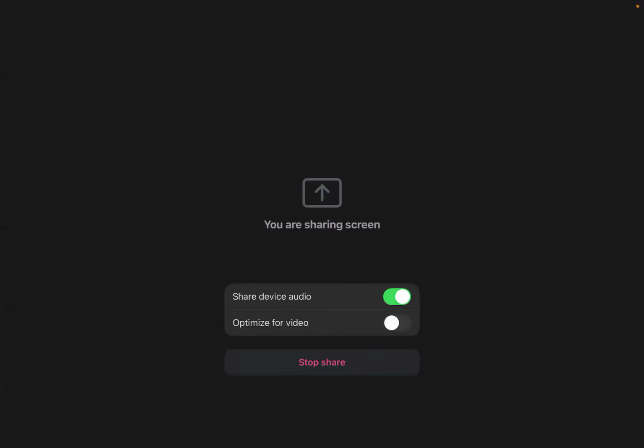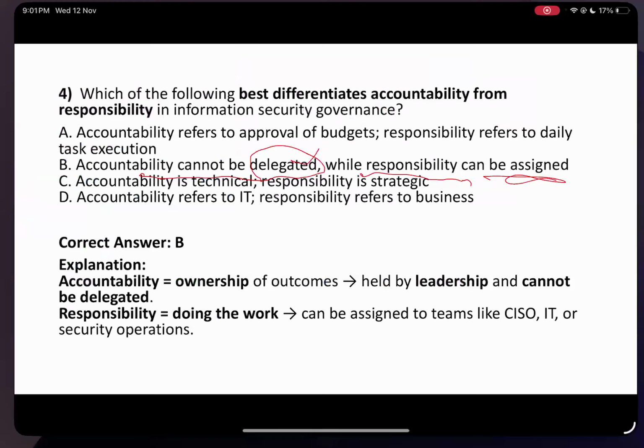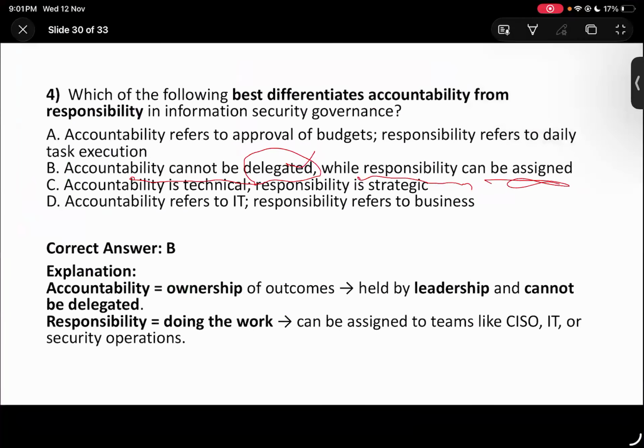I cannot see your PPT. One minute. Now able to see? Yes. Okay. And I chose the first one because it's approving the budget, because I remember accountability is about the owners, the board members and all those things, and responsibility is about the execution. So accountability refers to the approval of budget, and responsibility refers to daily data escalation.